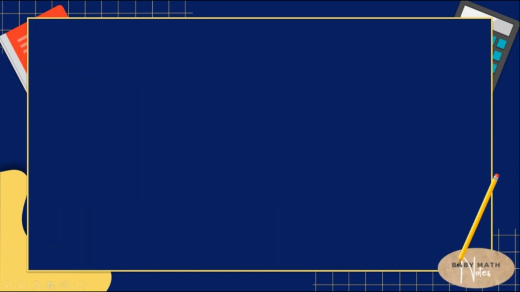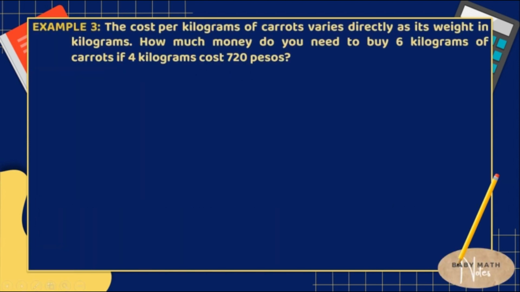Now, let us have example number 3. So, this is the application of direct variation in real life. The cost per kilograms of carrots varies directly as its weight in kilograms. How much money do you need to buy 6 kilograms of carrots if 4 kilograms cost 720 pesos? So, these are the solution.